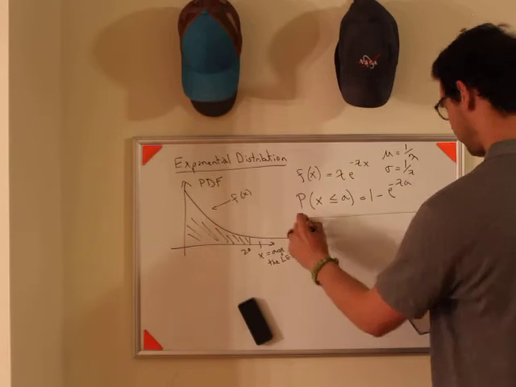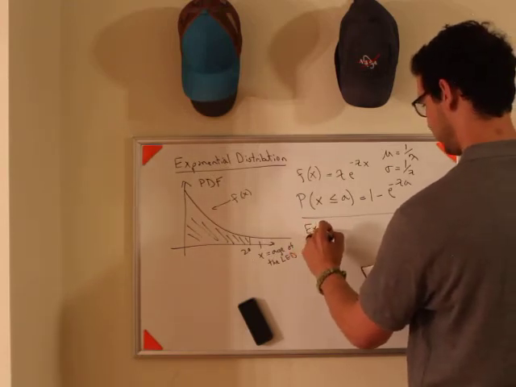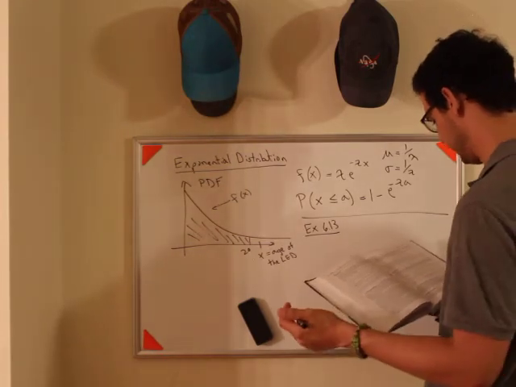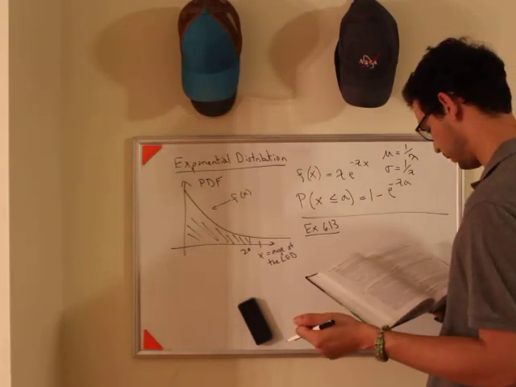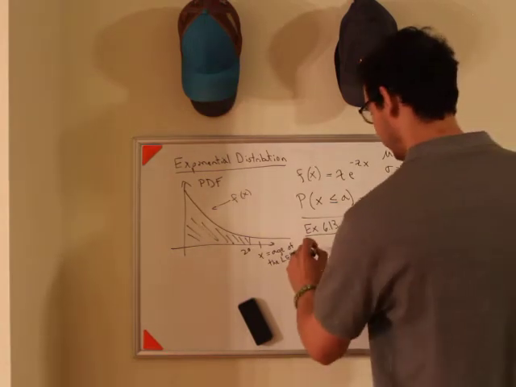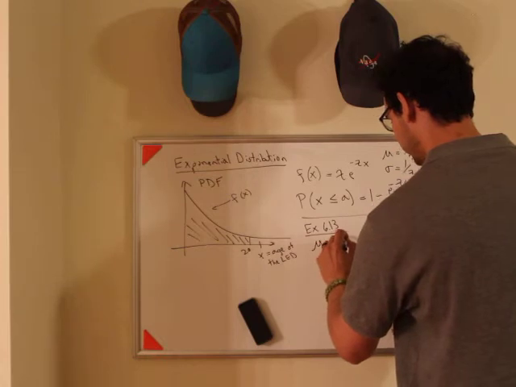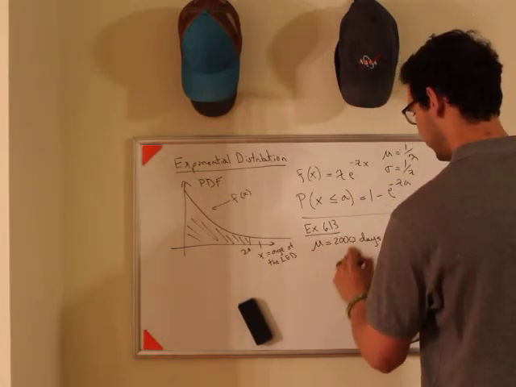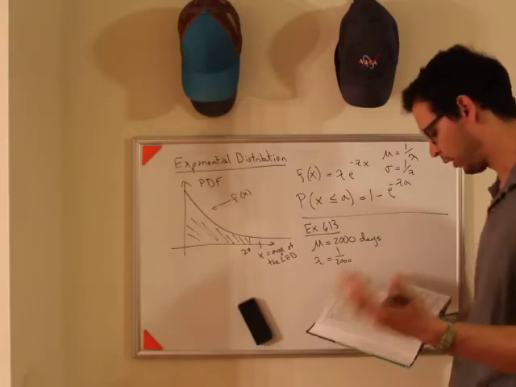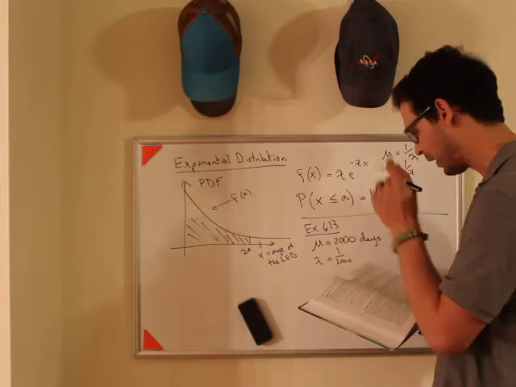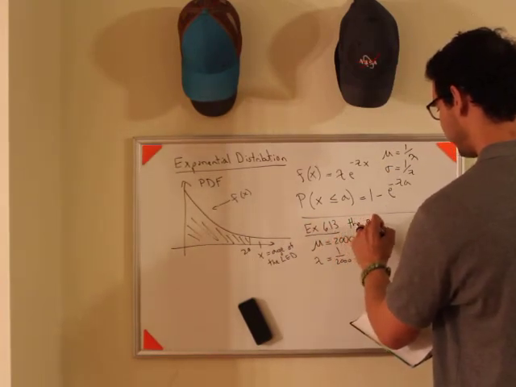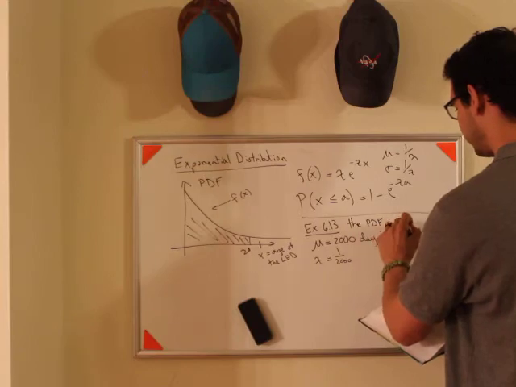Okay, so this example problem, example 6.13, says the length of life of an LED used in a digital instrument has a mean life of 2,000 days. So the mean life is 2,000 days, which means lambda is 1 over 2,000. They already told you what the mean was. It also says in the problem that the PDF is exponential.